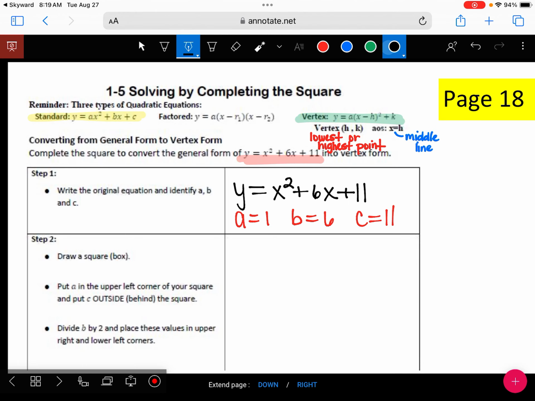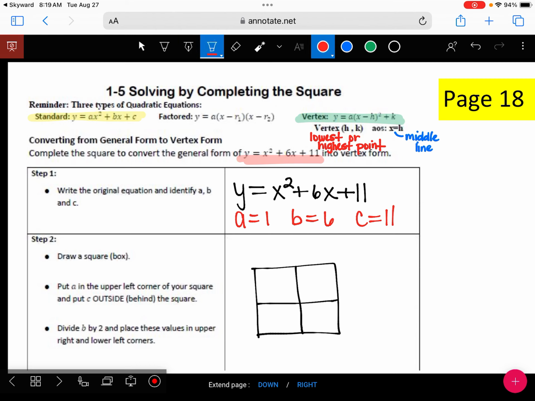Step number 2 is to create a box. Let's go ahead, create your box. And it looks like we're factoring, but we're not factoring it. So inside the box, we're always going to put, let's follow the steps. It says put A in the upper left corner. So let's do that. A is x squared. We're going to put that here. And then it tells us to put C on the outside. So what did we say C was in this equation? What's C? 11. So we're going to put that on the outside.